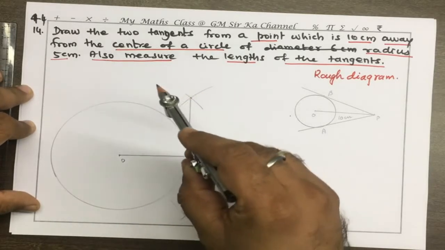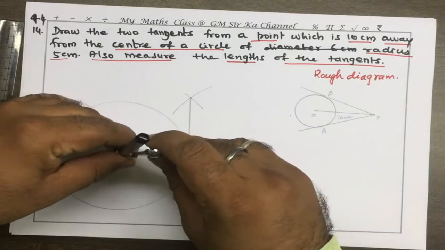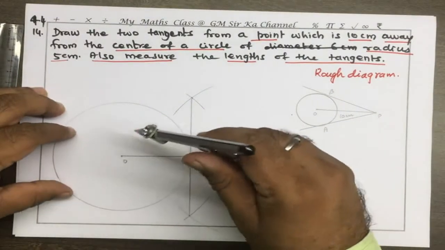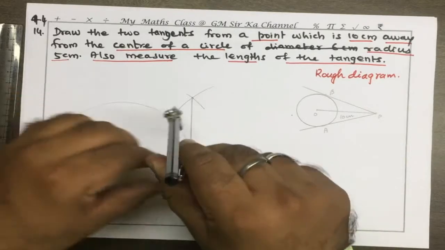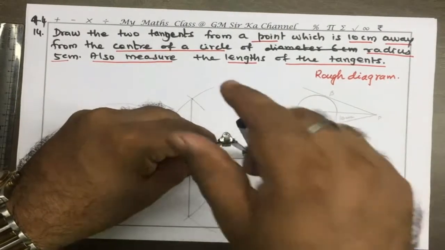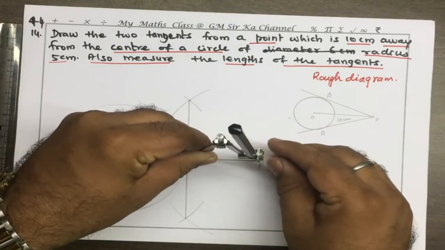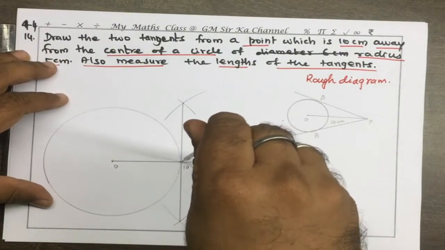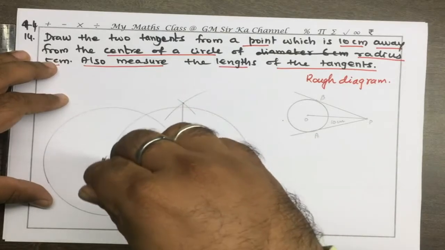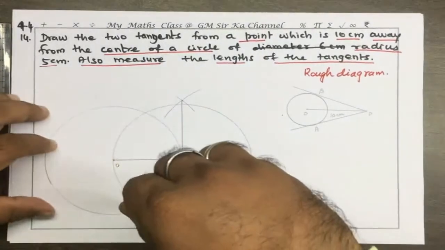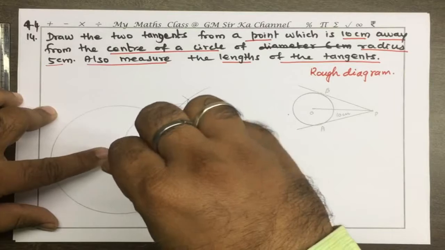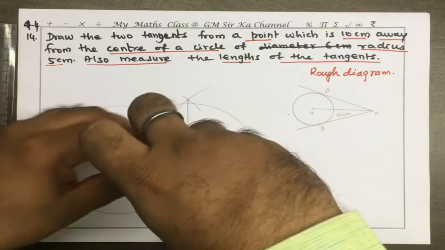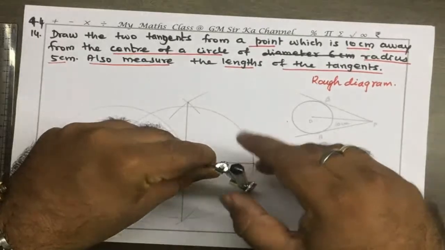So from this point now we have to draw the circle which passes through O and P, which also intersects the previous circle at 2 points. In this way we have to draw the circle.